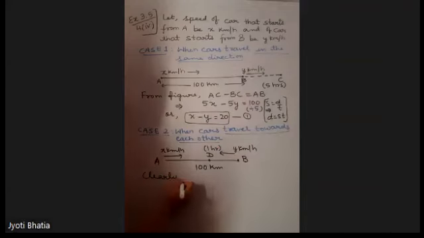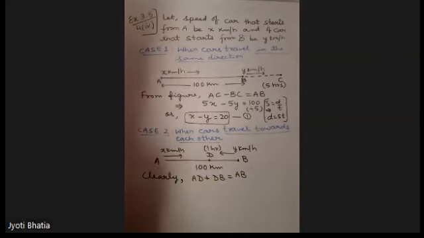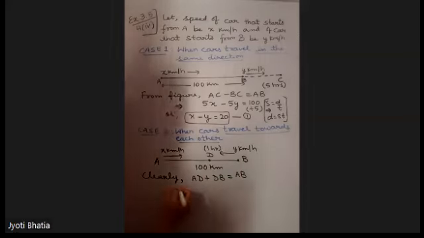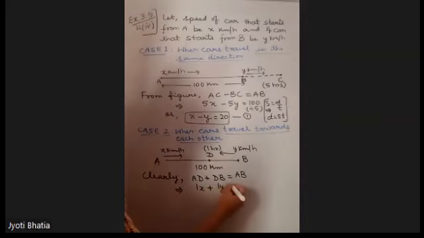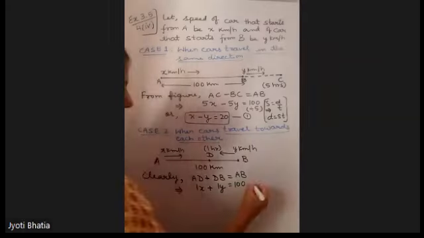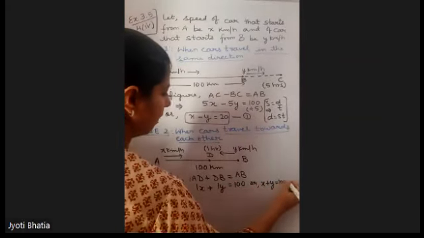Again, AD plus DB is equal to AB. One hour is the time, speed is x. So 1x plus 1y is equal to 100. Or x plus y is equal to 100.